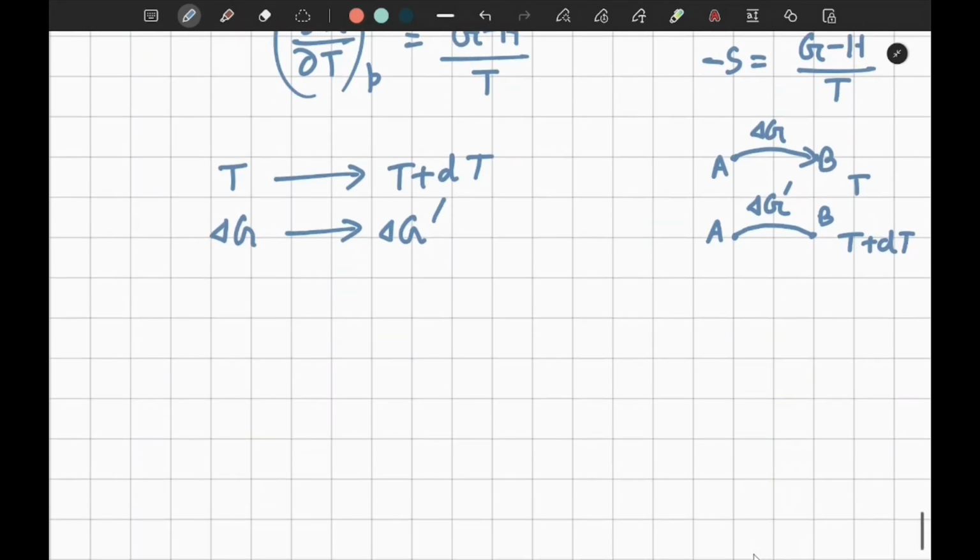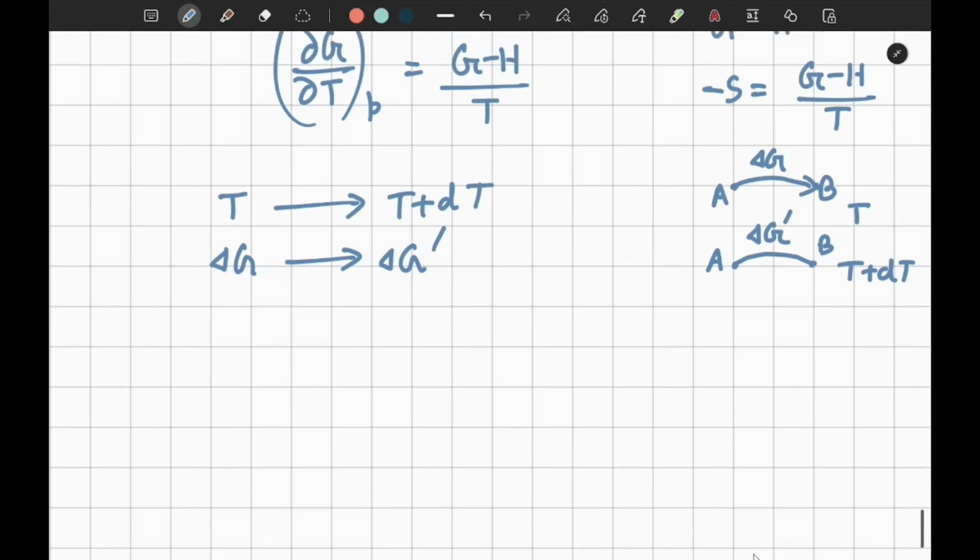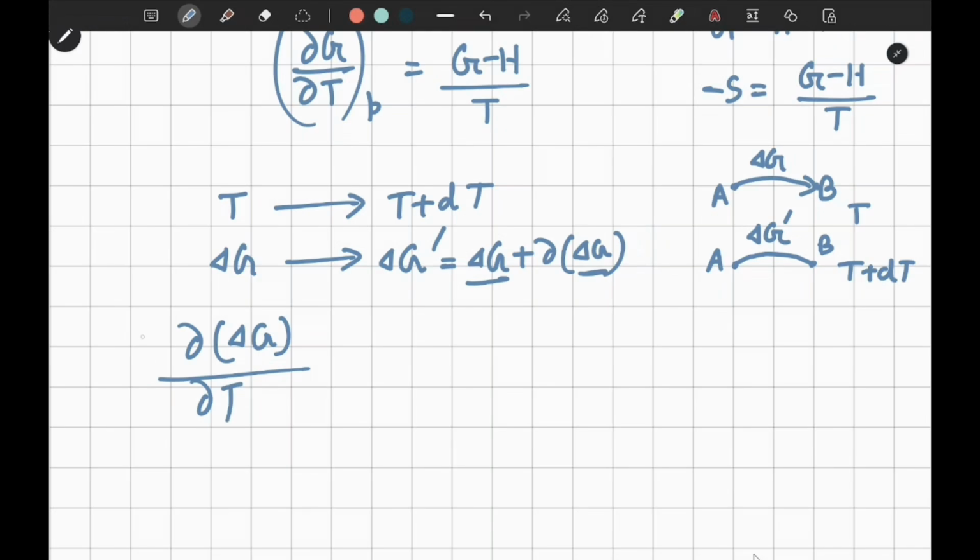So we can write it as delta G plus delta of delta G. Just the same thing. You see, the change is changed. Delta G is the change. That change is also changed due to change in temperature. So now we have to find out this thing. And this is performed at a constant pressure. So this is important here. So how can you write it?